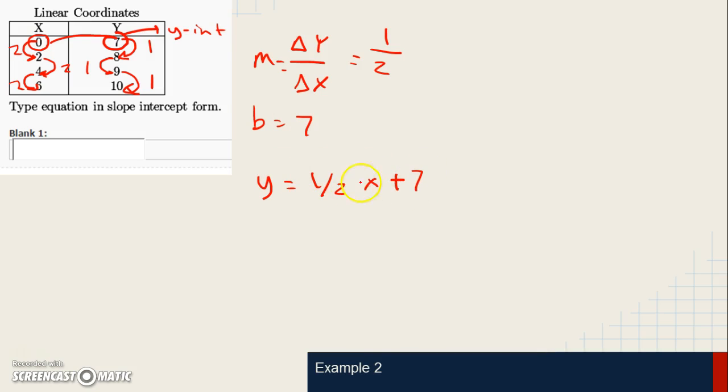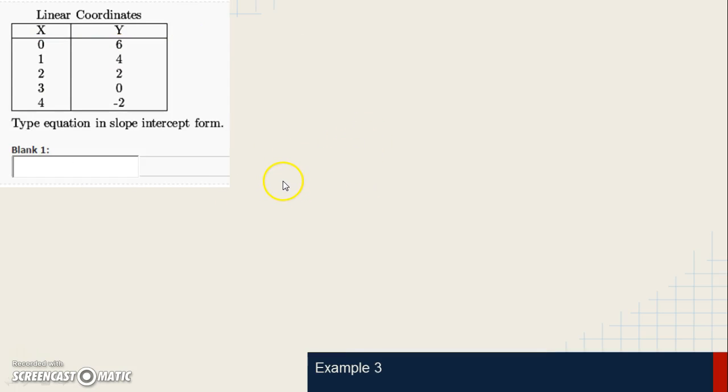And then I'm going to put this into computer form by making sure that I write the x variable in the numerator. So y equals 1 times x over 2 plus 7. And here I don't have to write 1 in front of the x, so I'm going to type in y equals x over 2 plus 7. And I'm done. Example number 3.